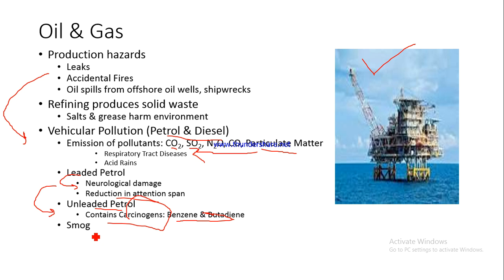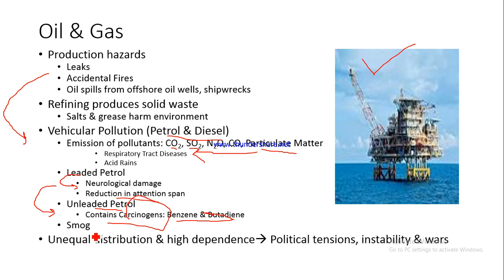Asthma attacks may increase in people who already have this kind of a problem. Visibility becomes a problem. Then the inhaling of smog may lead to various other diseases of the lungs. So these are the problems associated with smog.